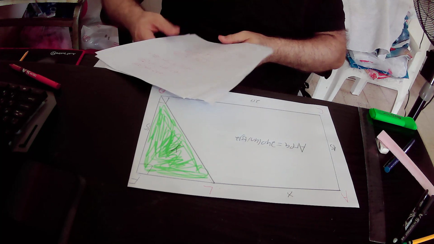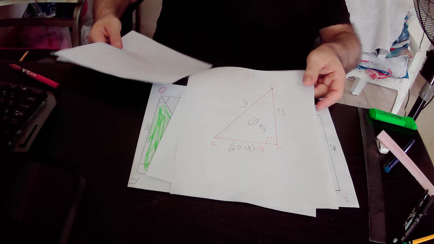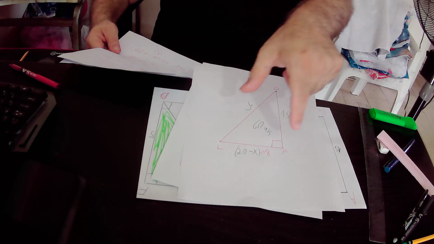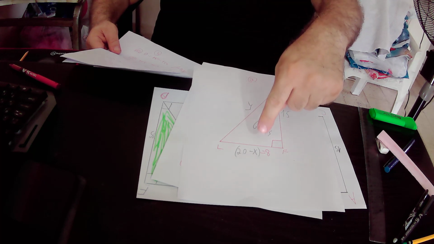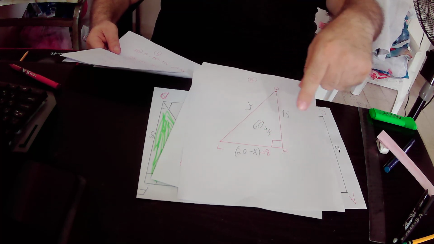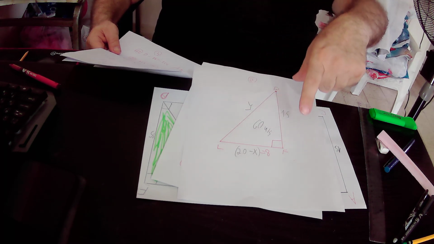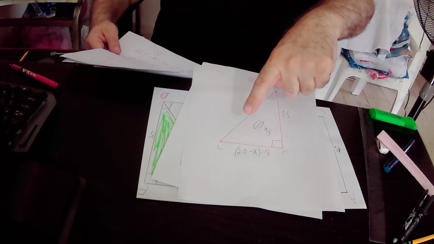Okay, so after we know that x equals 12 units, then we know that side LF of this right triangle equals 20 minus 12, that is 8 units. So we know that side LF equals 8 units, side FD equals 15 units, and the only missing thing is the hypotenuse of this right triangle.